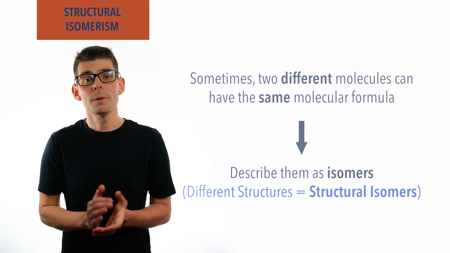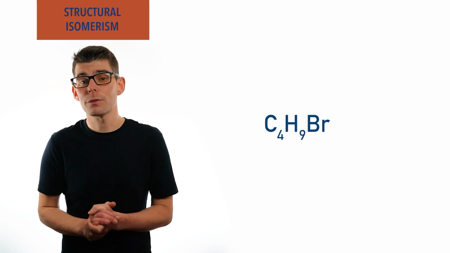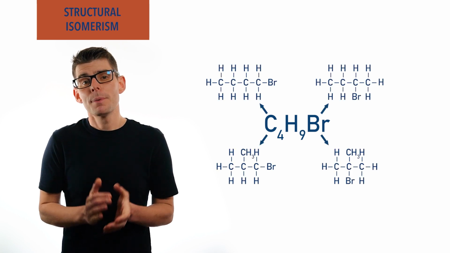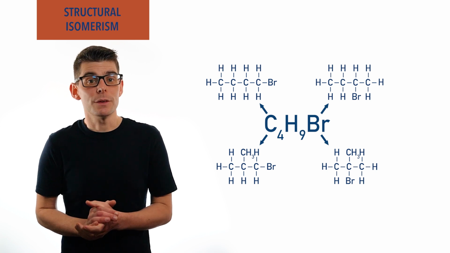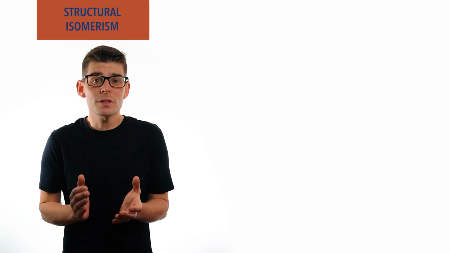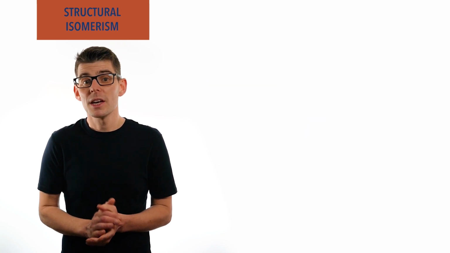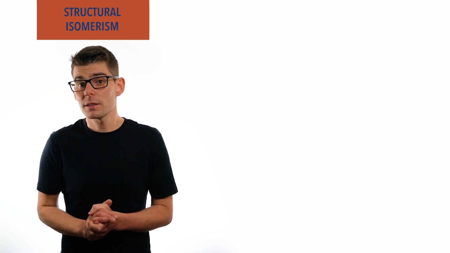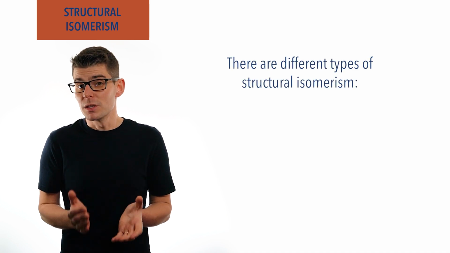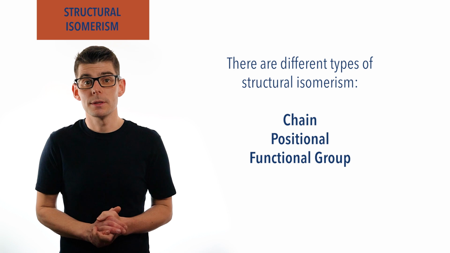For example, the molecular formula C4H9Br can refer to several different molecules, all with the same number of atoms of each element, but with the atoms bonded together in different ways, giving different structures. There are sometimes lots of different ways the molecules can be different, meaning, to be more specific, we further describe structural isomers based on the types of structural isomerism they show. These are referred to as chain, positional, or functional group isomers.